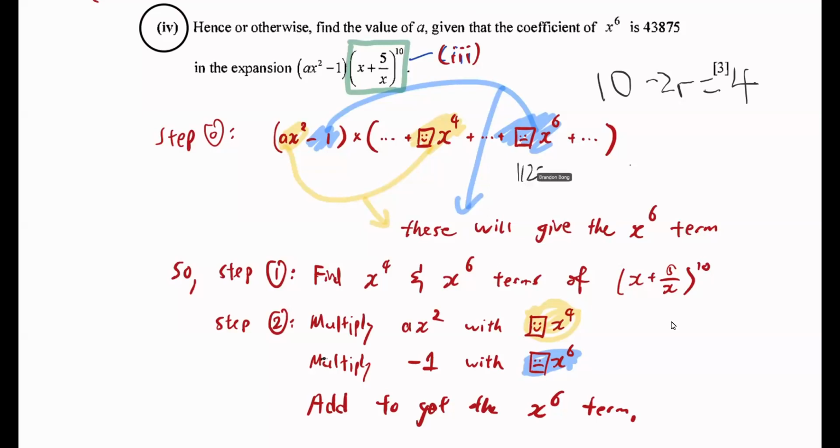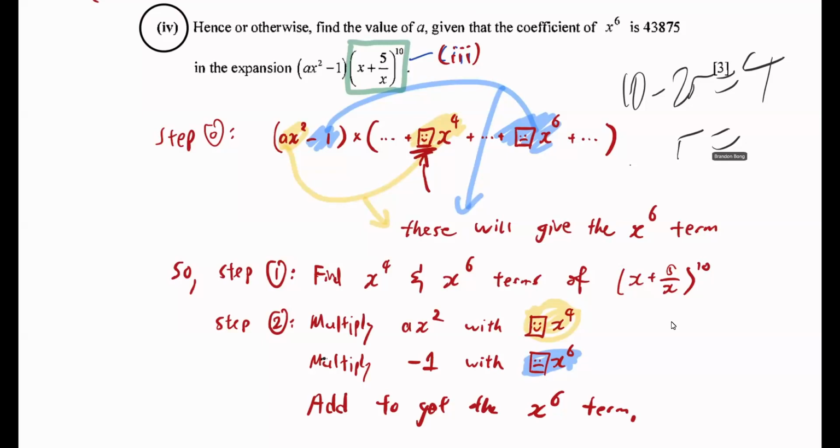Do you need me to show you? No, I can do this. For power 4, you just need to work it out on your own. N minus 2r equals to 4. 10 minus 2r, sorry. And find r. Then sub r into the general formula.